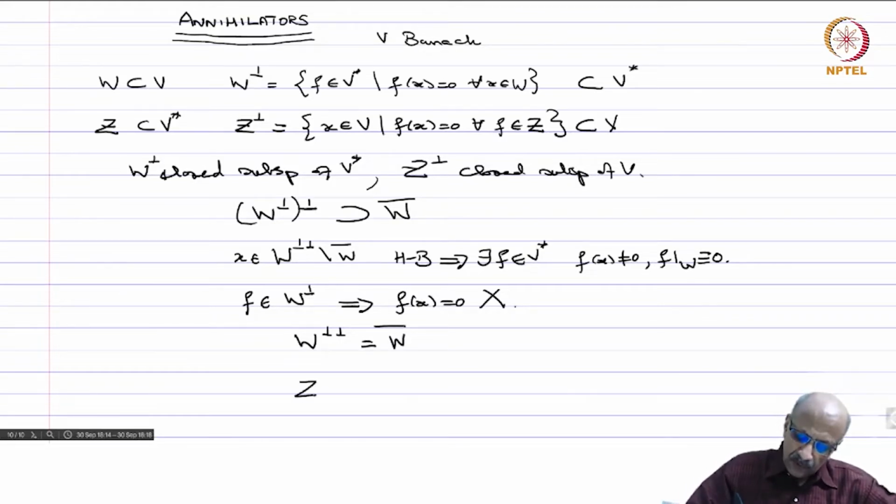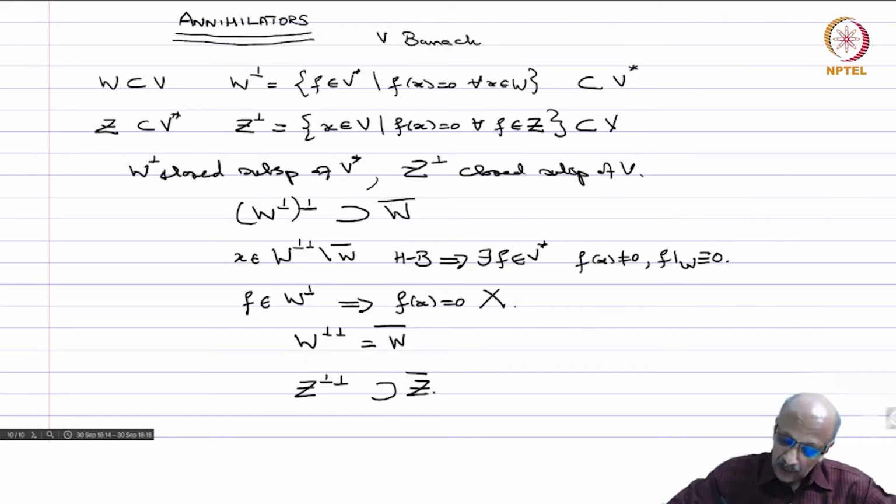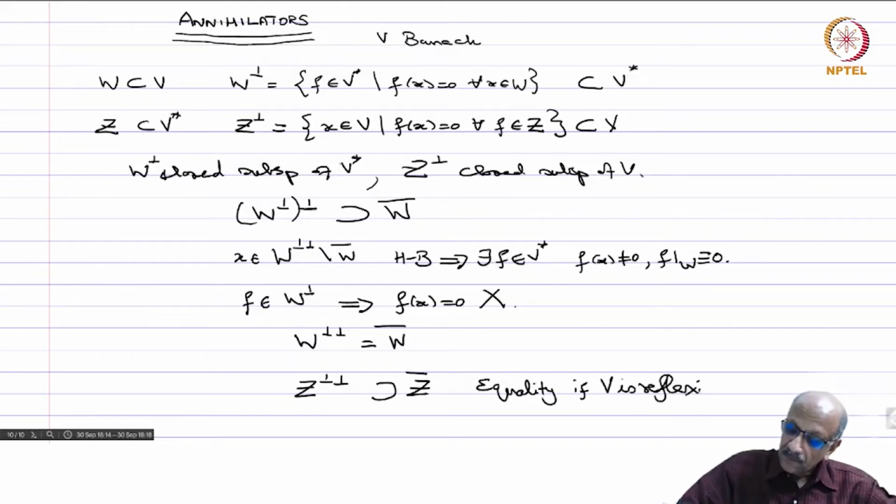Now, in the same way, if you take Z perp perp, that will contain Z closure. But if you try to imitate the same argument, you will fail, because when you apply Hahn-Banach you have to take something in V double star, and that doesn't come in anywhere in our calculations here. So we can only say this much, but we have equality if V is reflexive. Because then V double star is nothing but V, and therefore you can repeat the previous argument.